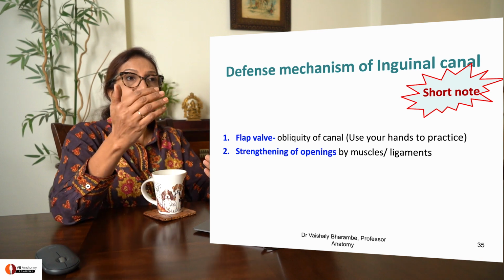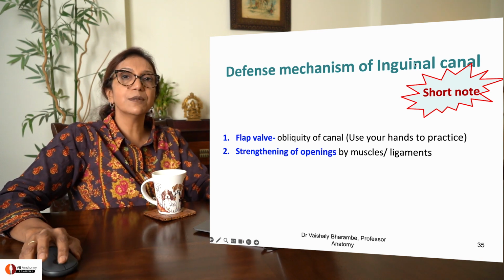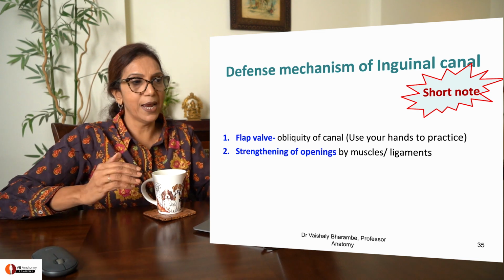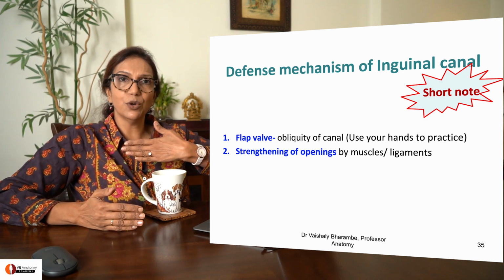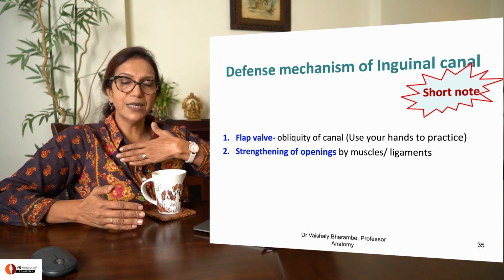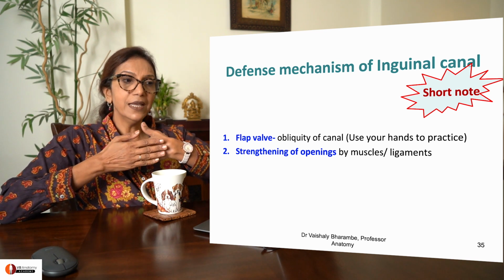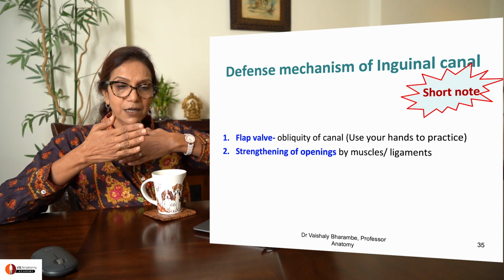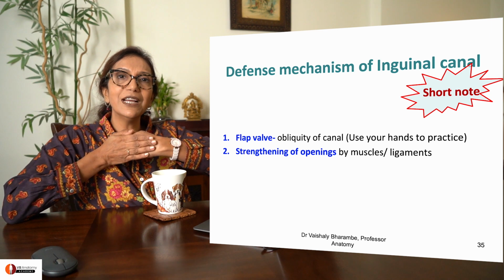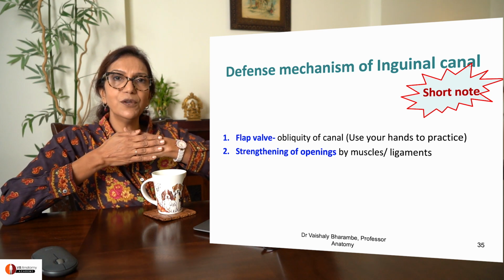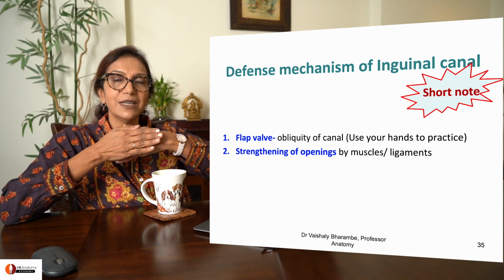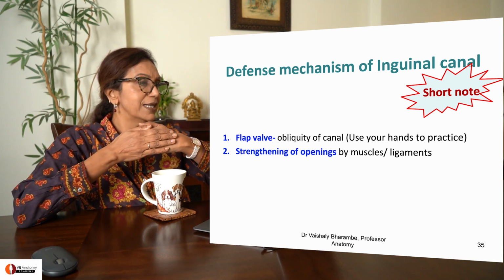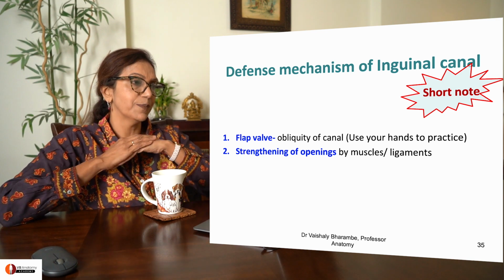Let's understand. This is called as defense mechanism of inguinal canal, comes as a short note very often. Use your hands, all of you. The canal is oblique. Some structures are posterior, some structures are anterior. In case the pressure of abdominal contents increases, the two structures just become flush with each other. They become just fused or abut each other in such a way that they do not allow structures to pass through. This is flap valve mechanism.